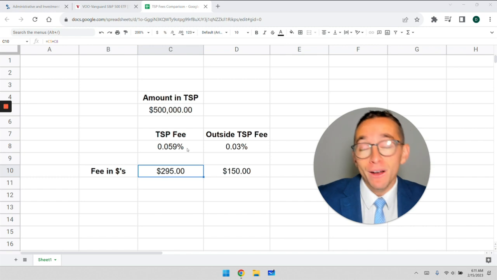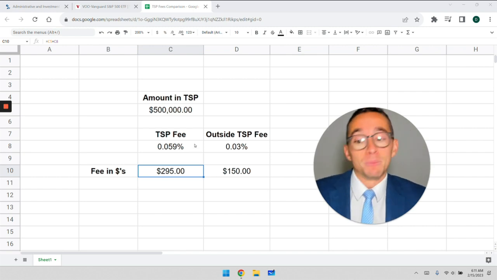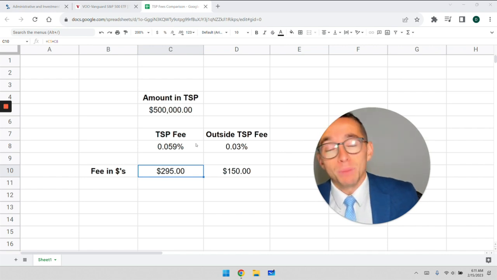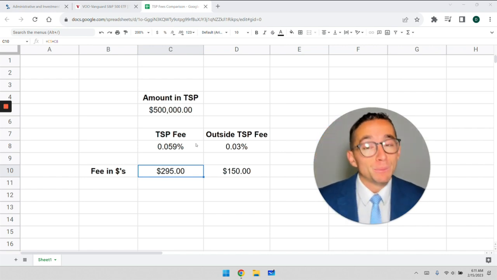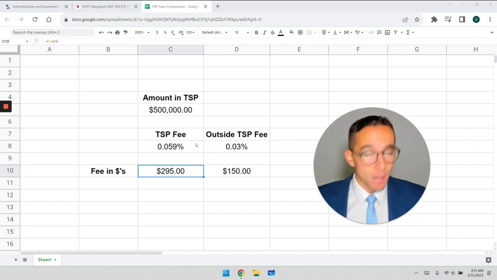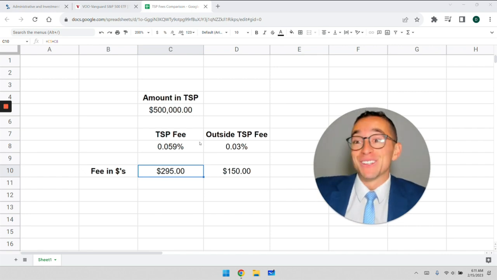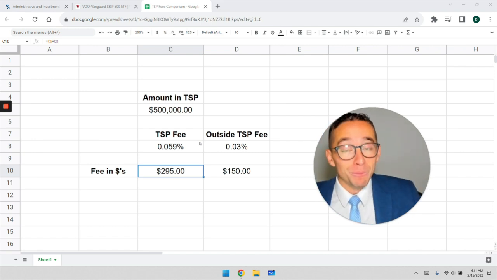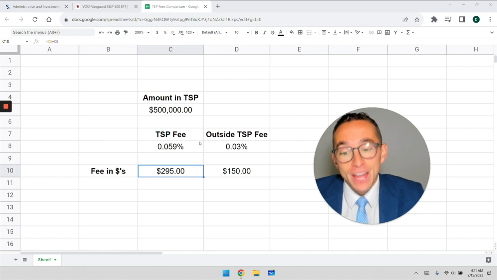Now, can you find funds outside the TSP that maybe are a little better, like in this example? Yes, it's possible. You go find the very cheapest funds out there. So if you know what you're doing, if you know what you're looking for, which hopefully by watching some of these videos you get a better idea of, then you could find the ones that have really low fees.